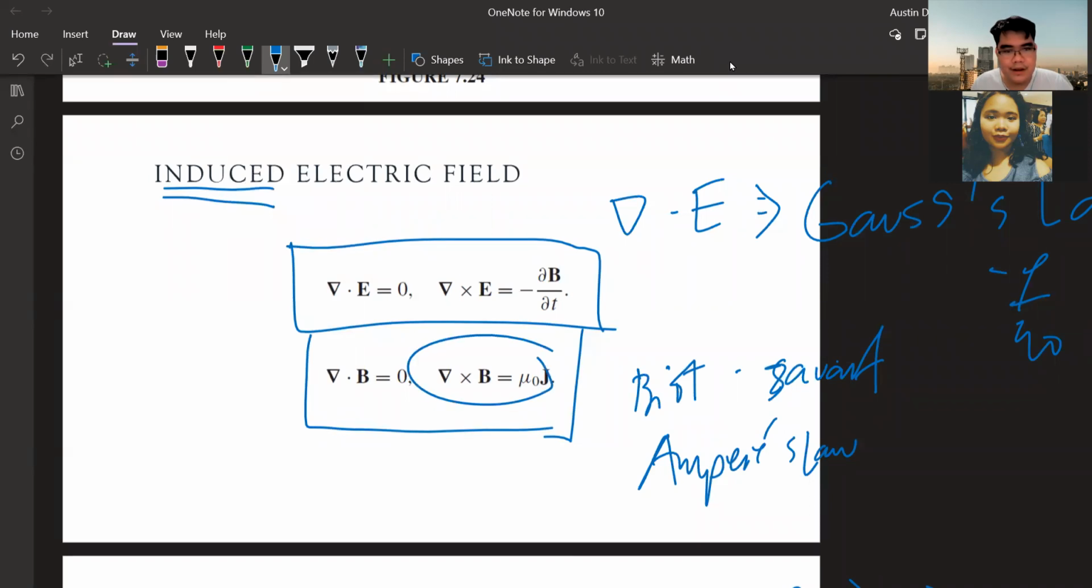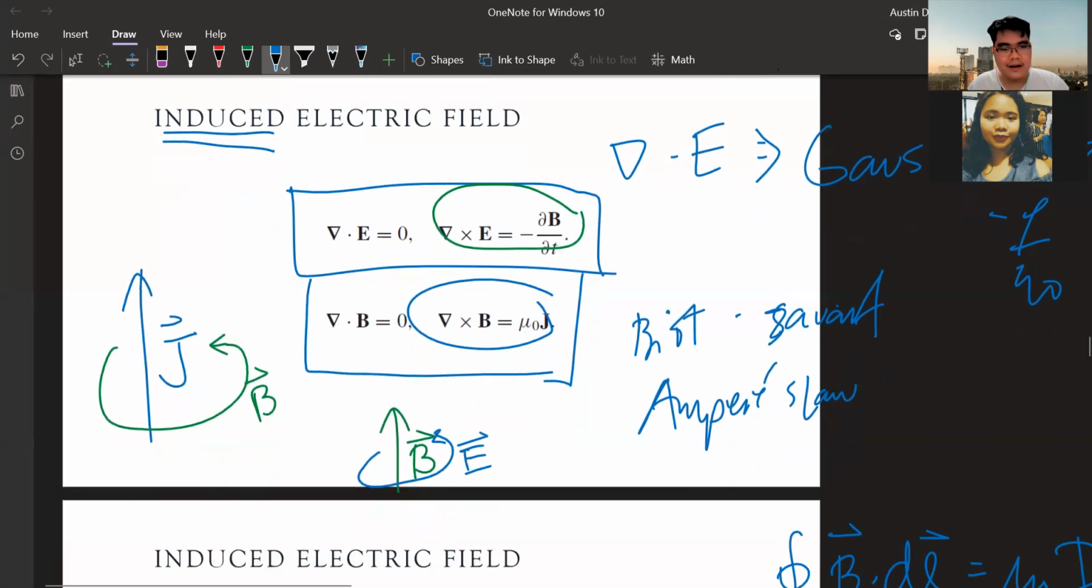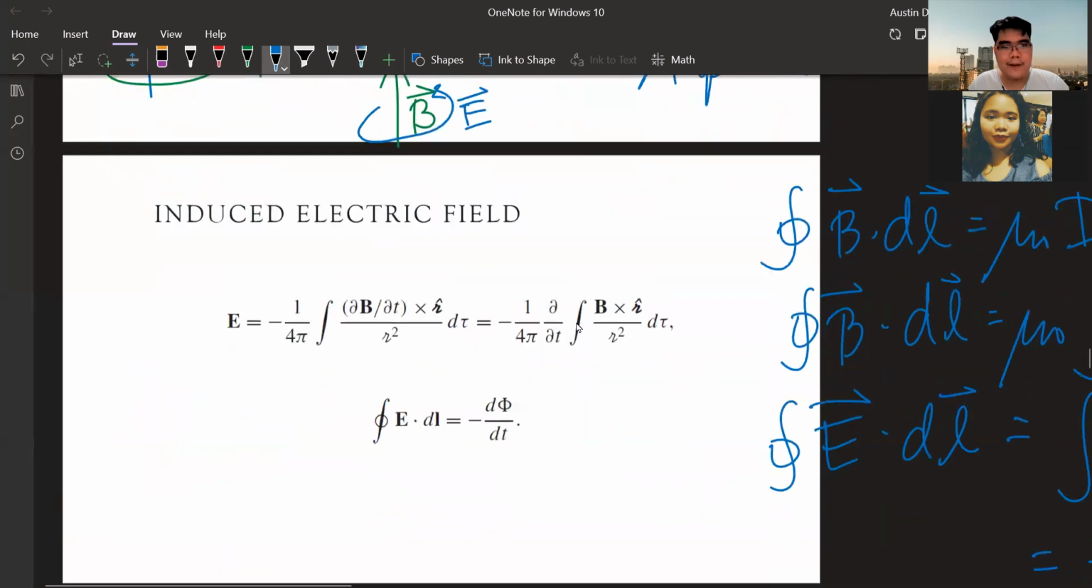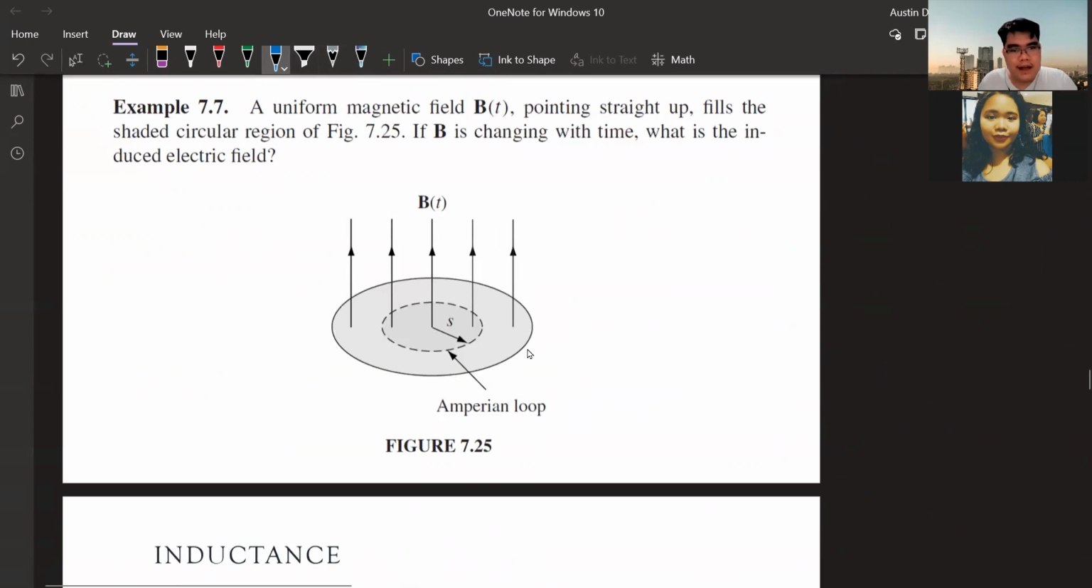When you have this equation, di ba, pag may J ka na, yung magnetic field mo would be the right-hand rule. Okay? So in the same way, if we have this guy, when you have a magnetic field going this way, your electric field should curl around your magnetic field. Okay. So isipin natin dito that the electric field actually rotates around your magnetic field.